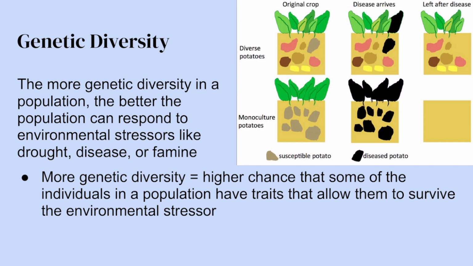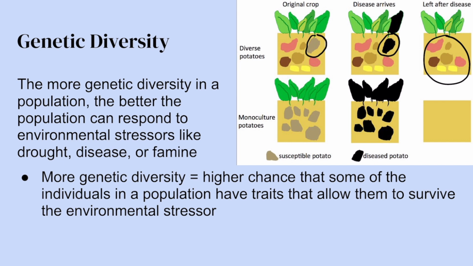This image on this slide is looking at potatoes, and we're focused on a disease in our original crop with diverse potatoes, so potatoes that have genetic differences. We can see that only one of these potatoes is affected by the disease. What that means is when a disease rolls through, your original crop of potatoes is not completely wiped out. We still have 7 potatoes remaining, and only 1 has suffered from this disease.